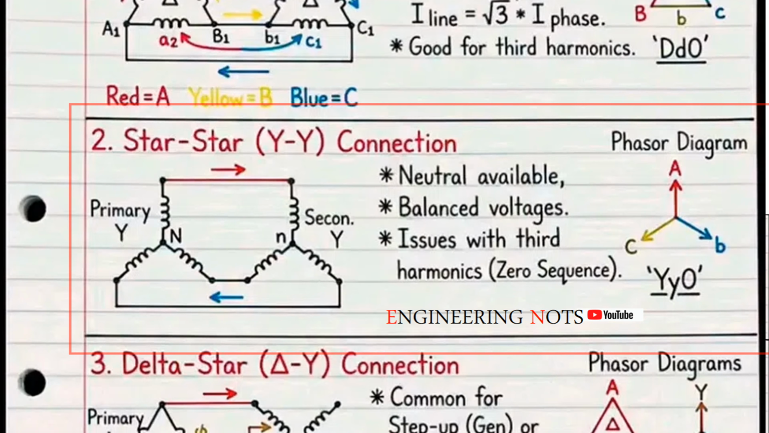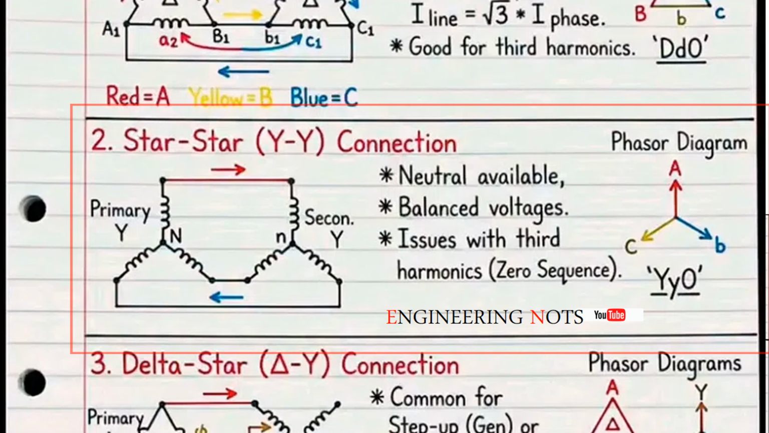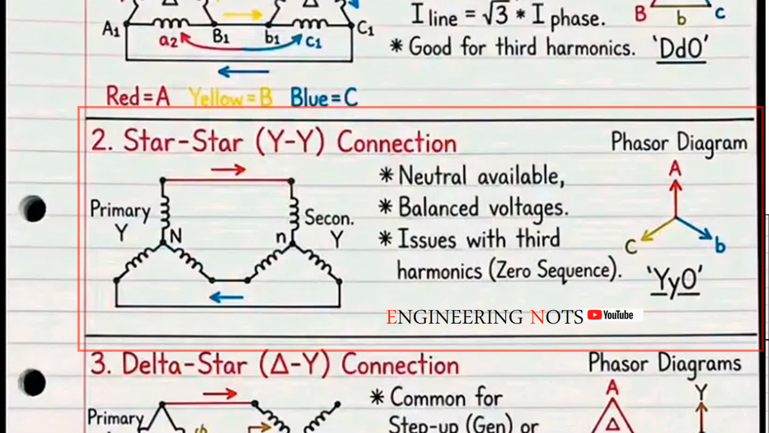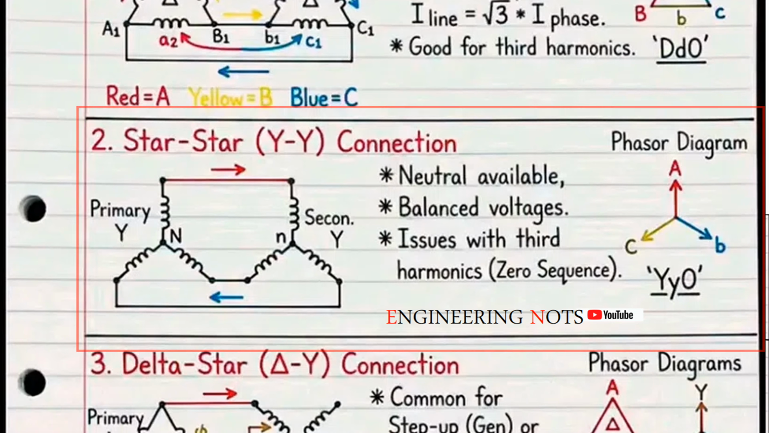Next up. Star-star connection. Shown with the Y symbol. Here, all three phase windings are connected at a common point. The neutral. This is a very common connection. Especially for high voltage transmission. The big advantage here is that the neutral point is available. You can ground it. You can get single phase supplies from it. And it provides stable, balanced voltages.